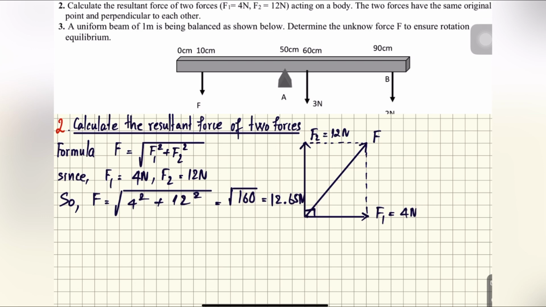And number 3, a uniform beam of 1 meter is being balanced as shown in the figure below. Determine the unknown force F to ensure rotational equilibrium. So we're going to determine the unknown force.